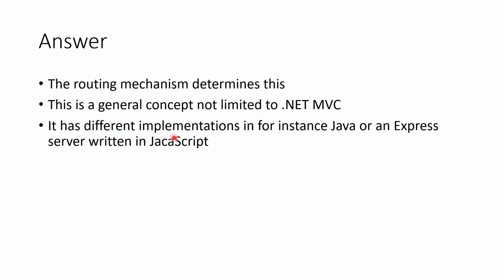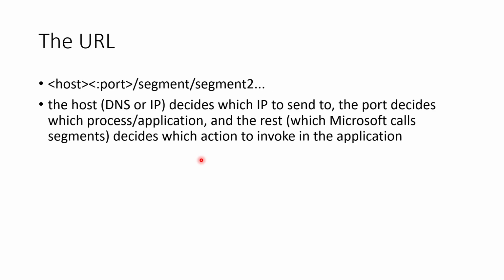It has different implementations, like for instance, in an Express server written in JavaScript, it'll work differently. But we're going to look at how this takes place in .NET. So let's take a look at what a URL is. It has a host, possibly a port, and then it has what Microsoft calls segments here. Segment 1, segment 2, segment 3, there could be many segments here.